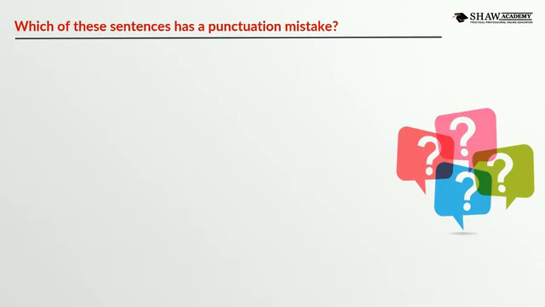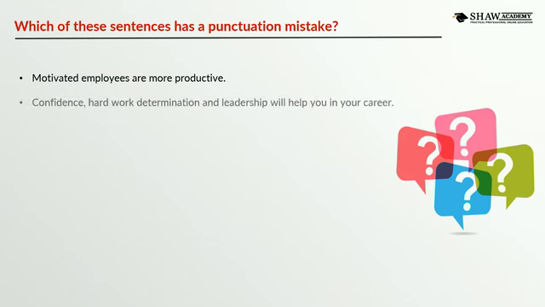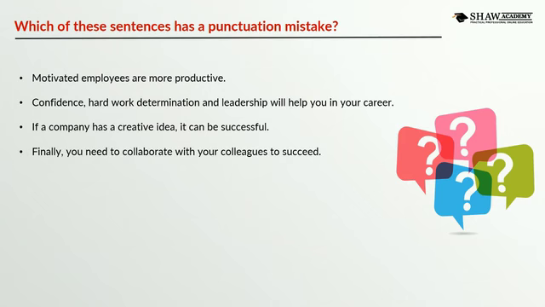So, guys, let's have a question on punctuation to make sure that you are all keeping up with me. So, which of these sentences has a punctuation mistake? Motivated employees are more productive. Confidence, hard work, determination, and leadership will help you in your career. If a company has a creative idea, it can be successful. Finally, you need to collaborate with your colleagues to succeed. An enterprise can make a profit if it has good employees. So guys, which of these has a punctuation mistake?